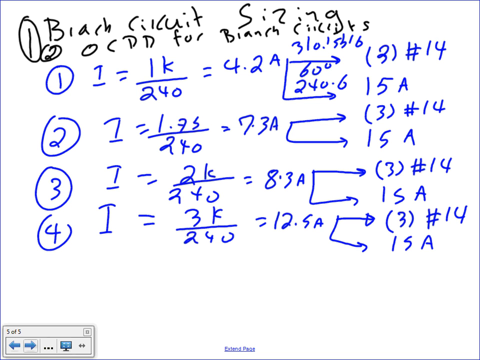So we still can get away with number 14, right? Why 3 conductors? 2 hots and a neutral, assuming they need a neutral. If they don't need a neutral, Ashley, what do you do with the third one? Open the window and throw it. Really doesn't matter. Okay, let's do 5.